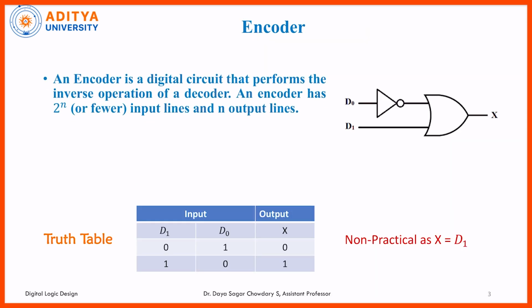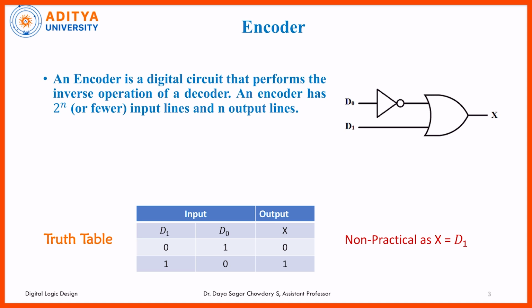So this is an encoder circuit. An encoder is nothing but code conversion. Simply, we call this code conversion. That means one form of code is converted to another form. Mostly, encoders are used in the code conversion process.